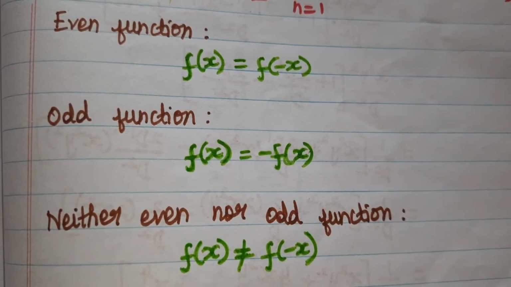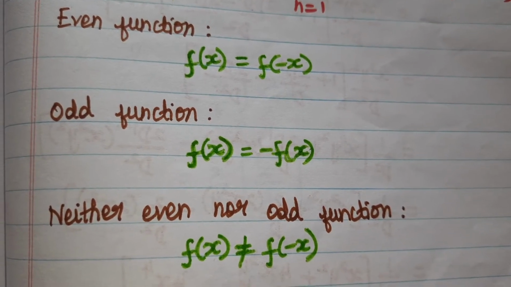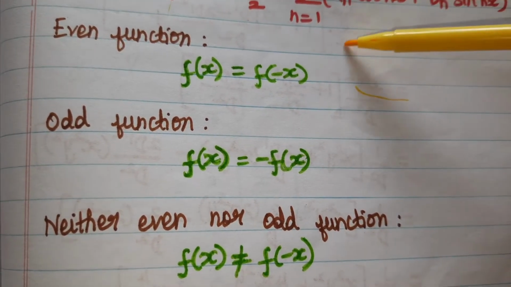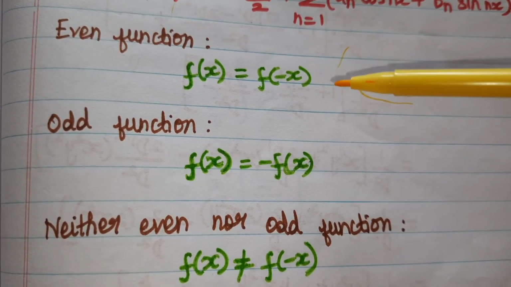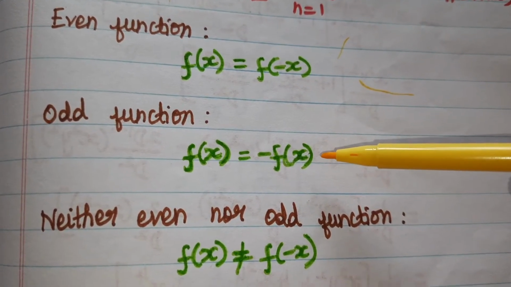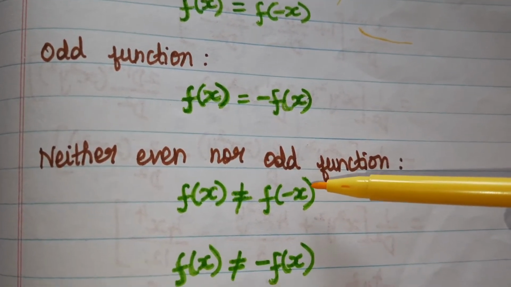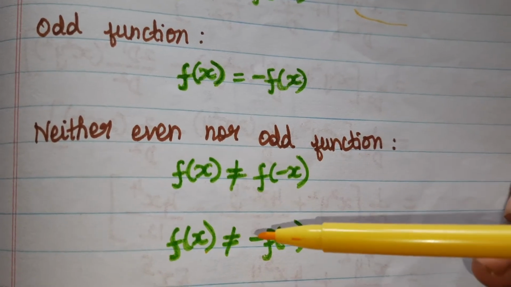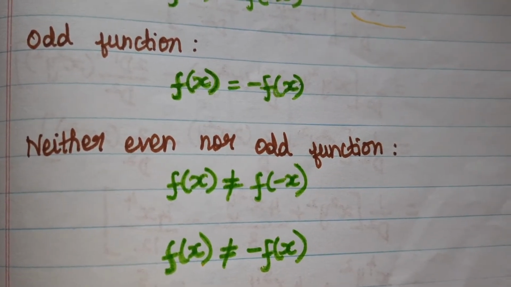To find whether a given function is even or odd, we have to put x is equal to minus x in f of x. If f of x is equal to f of minus x, then it is even function. If f of x equal to minus f of x, then it is odd function. If f of x is not equal to f of minus x, and f of x is not equal to minus f of x, then it is neither even nor odd function.